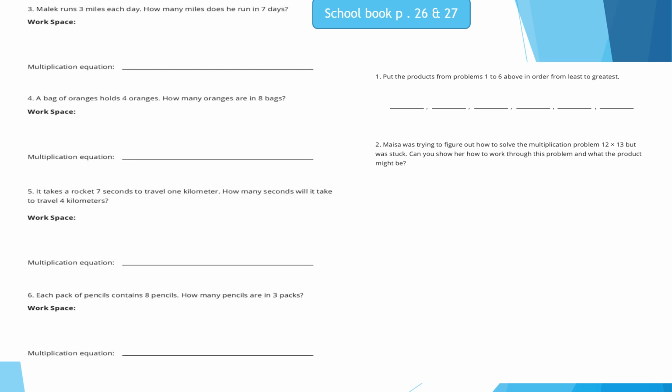How many miles does he run in 7 days? If in one day he runs 3 miles, in 7 days how many miles does he run? Here, 3 miles are repeated 7 times, so it will be 3 times 7 equals 21 miles.